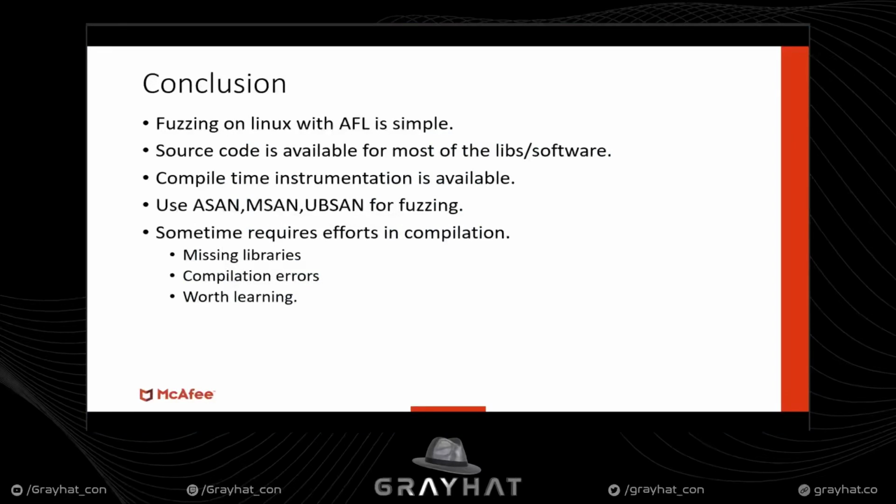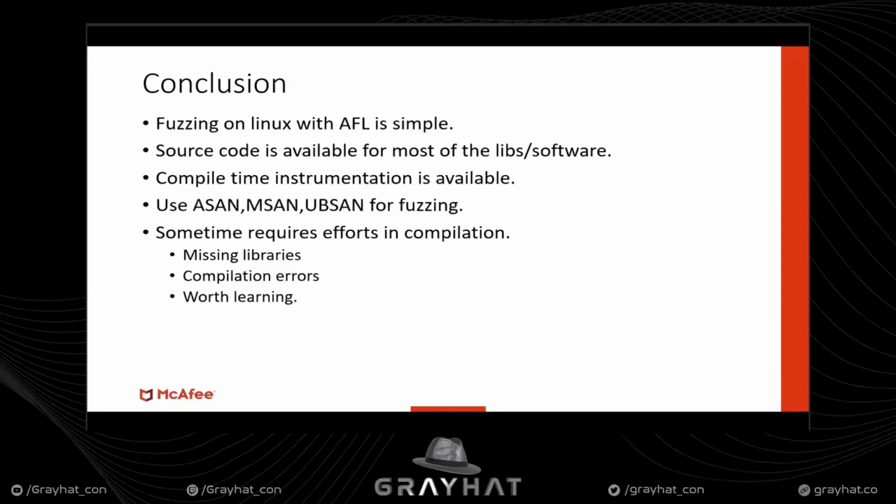As we have learned, fuzzing on Linux with AFL is very simple because source code is available for most of the software and libraries, and also AFL offers various compiler wrappers like afl-clang, afl-gcc, or afl-clang-fast, which you can use for compile-time instrumentation. One other thing you can do is use ASan, MSan, UBSan or TSan, all kinds of sanitizers that will greatly enhance your bug-finding capabilities. If you don't use them with the fuzzer, chances are that you will not find many bugs. So always remember to use all the sanitizers.